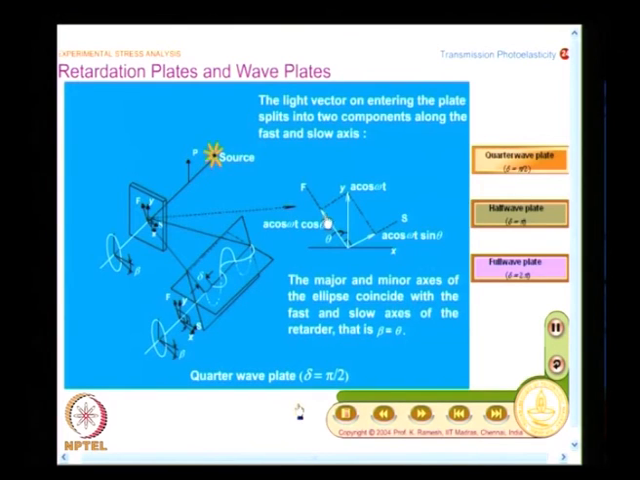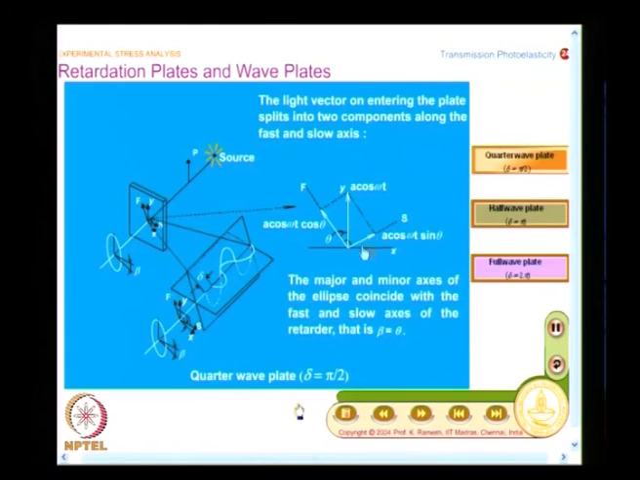when I send the beam of light, the fast and slow axis themselves become the axis of the light ellipse that comes out of it. In general, it is an ellipse. In particular cases, it can be plane polarized, or it could be circularly polarized, depending on how I manipulate the amplitudes. How do I manipulate the amplitude? I can orient this theta in such a way that I make theta 0, the fast axis coinciding with the plane of incident light. What happens? Only a plane polarized light will pass through.